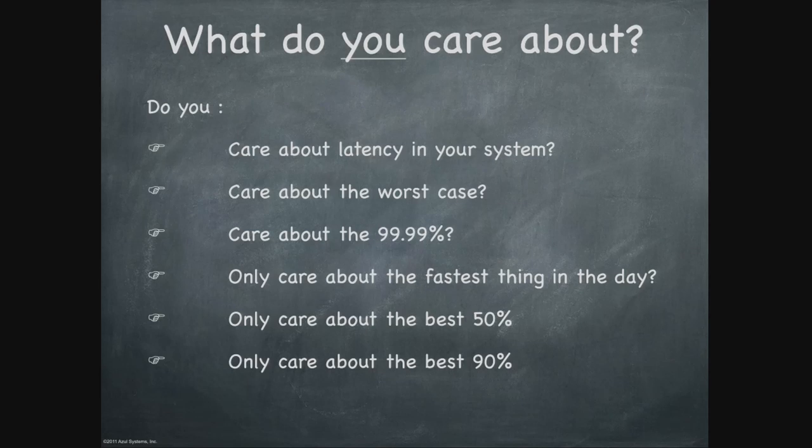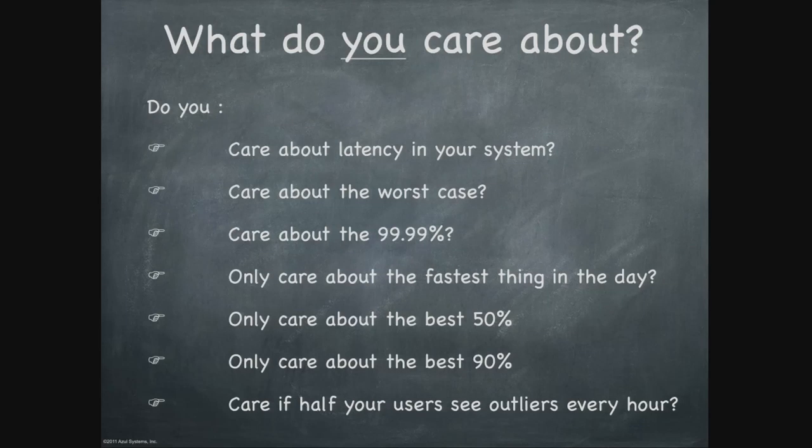Okay. How many of you care if half your users see outliers once an hour? Do you care about that? Okay. By the way, if a typical user interacts with your application, it's usually a few hundred message interactions an hour, then on average, your users will experience the four nines. Okay? That 99.99 over there, half your users will see that. So keep that in perspective. That's the four nines of messages. Every web page has about 13 of those. Every session has hundreds and hundreds of those. So that's a little background.